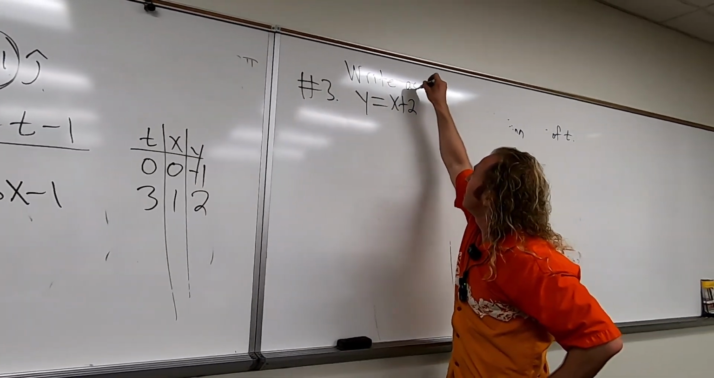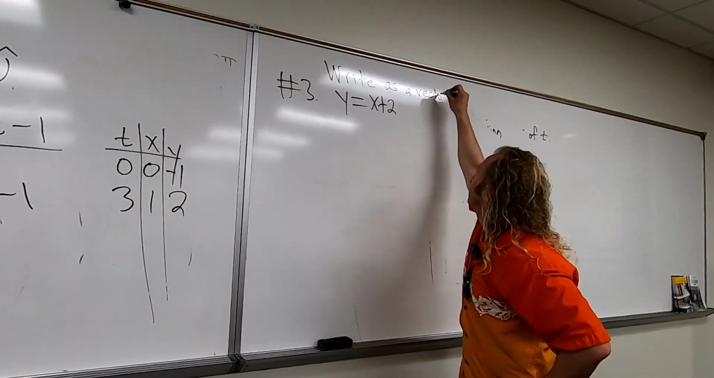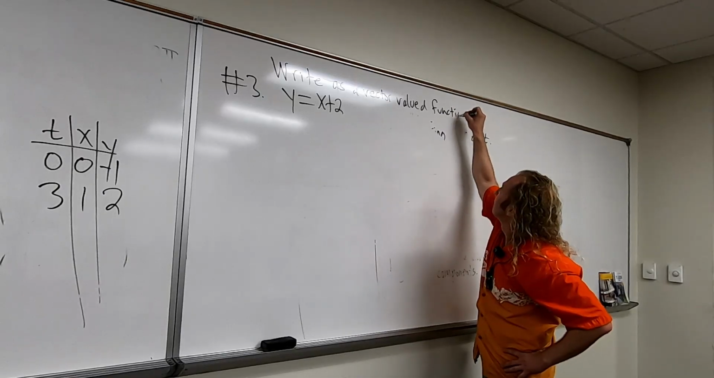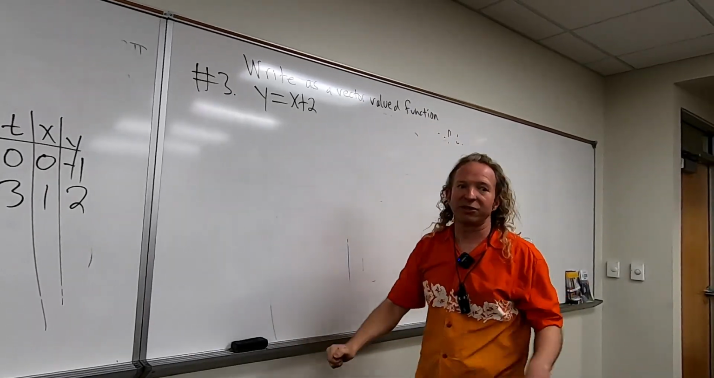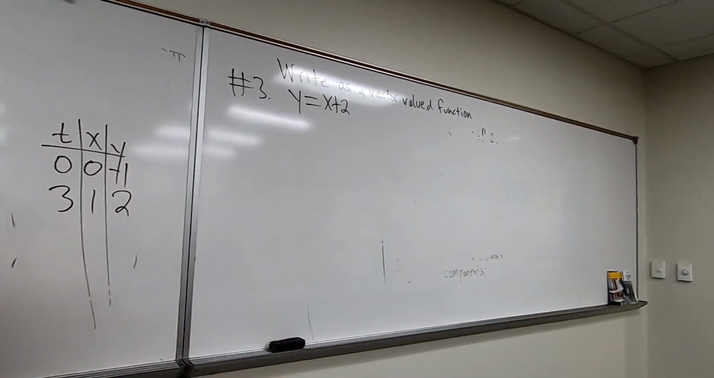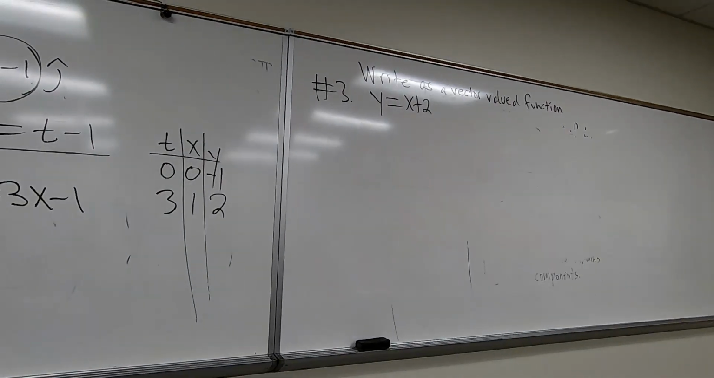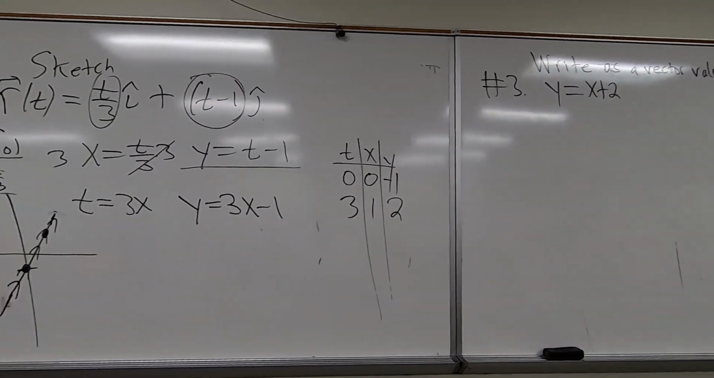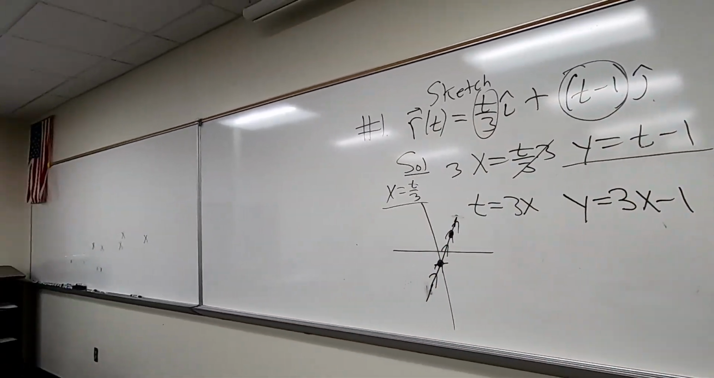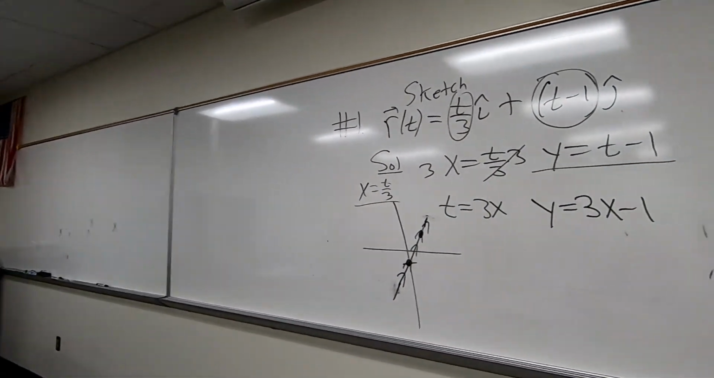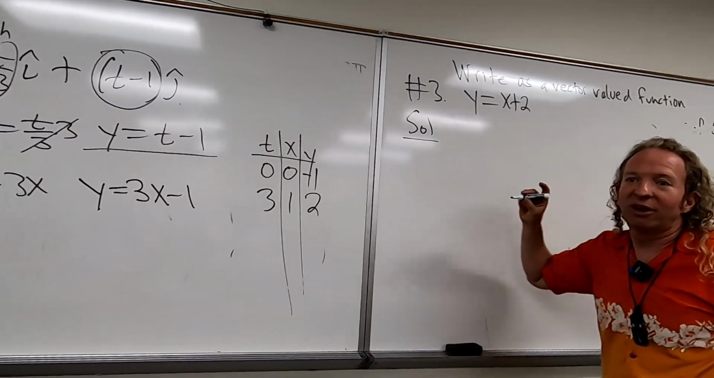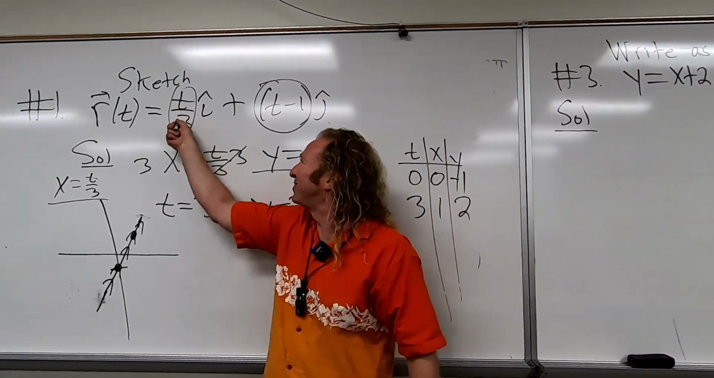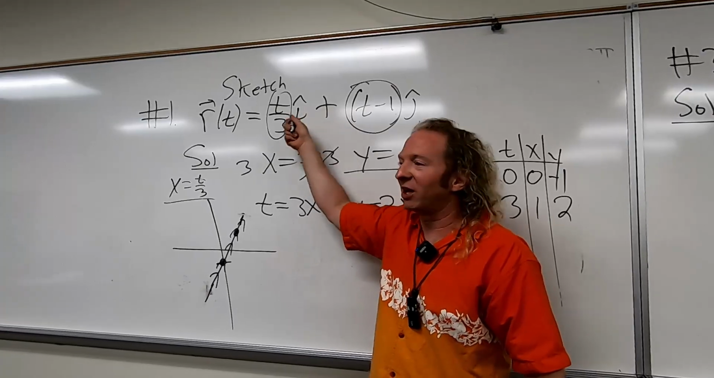So write as a vector valued function. I'm going to do a couple of these. I want to do some from the homework, and then I'm going to do some from the worksheet as well. This is actually a really easy one. It's so easy it hurts. So, solution. The final answer is we have to write it like this.